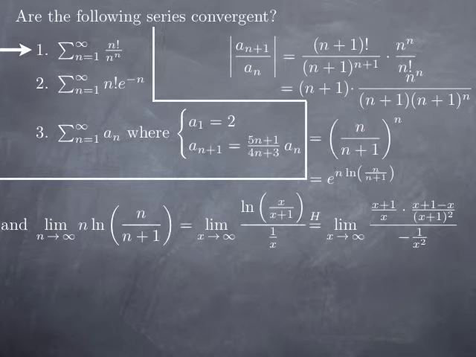The derivative of the bottom, on the other hand, I differentiate 1 over x, I get negative 1 over x squared. So now you see that at the top I have this (x+1) divided by (x+1) squared.